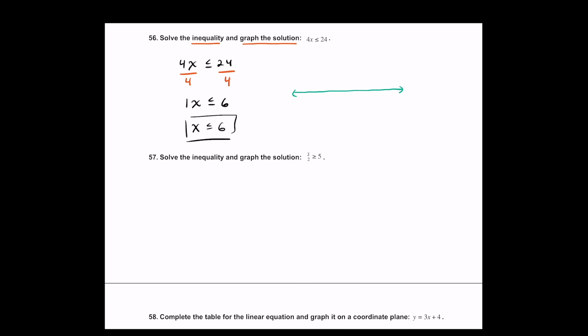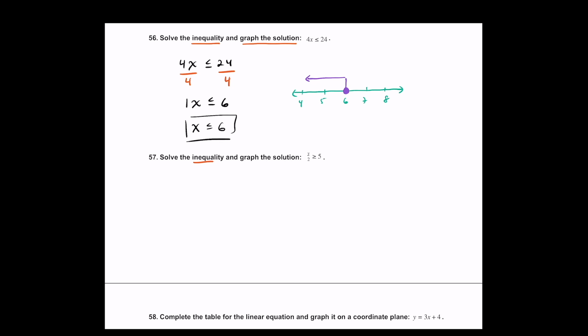Going ahead and graphing this, 6, 7, 8, 5, and 4. And x is allowed to equal 6, so you fill in the dot, and x has to be less than 6 or equal to it. So a filled in dot means it can be that number, and the arrow means there are infinitely many numbers less than 6 that work.